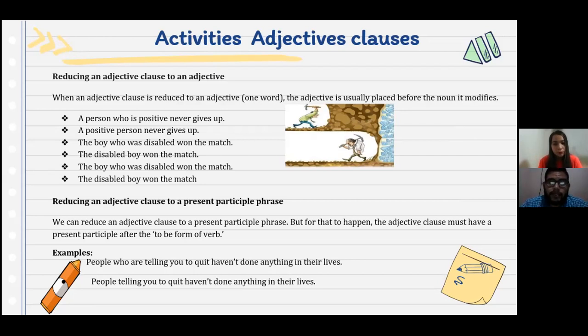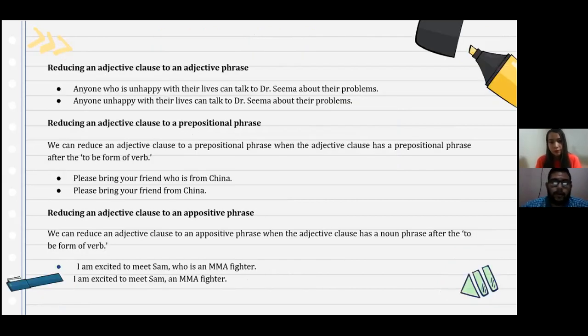Next, reducing an adjective clause to a present participle phrase. In this case, we can reduce an adjective clause to a present participle phrase. For that to happen, the adjective clause must have a present participle after the verb. Example: "People who are telling you to quit haven't done anything in their life." In this case, it's a present participle. You can use this, for example, to reduce the adjective clause. As I said, it depends on the content you are talking about.